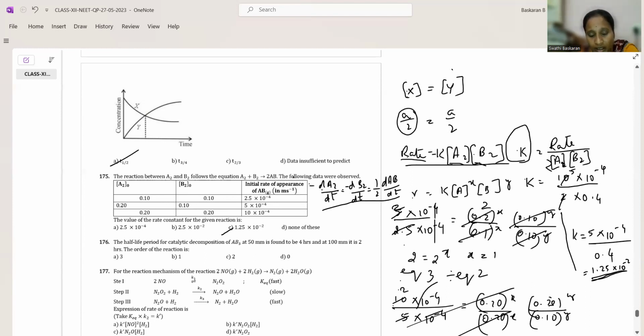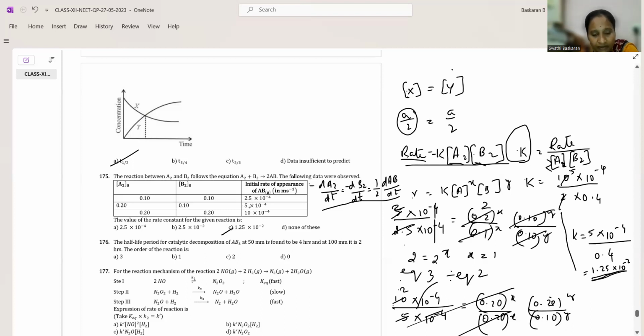So what is the rate law? The differential rate law, this is how we express it. Now, d[AB] is the initial rate of appearance, with respect to which they are asking for the rate constant, and hence this 2 will multiply with the concentration of A2 and B2. So hence, any of the following three sets of data can be taken.